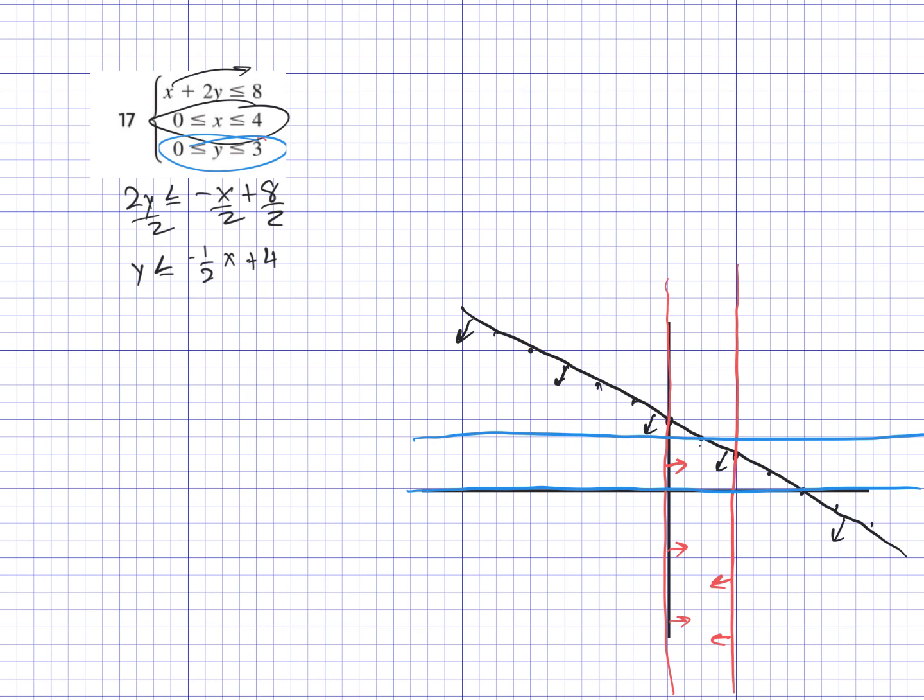So as you can tell, where is all of our shading? It is right here, and it's another trapezoid.